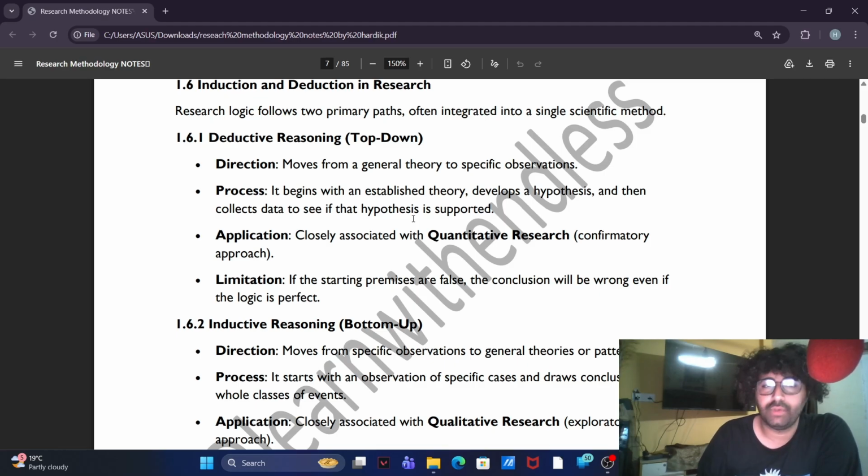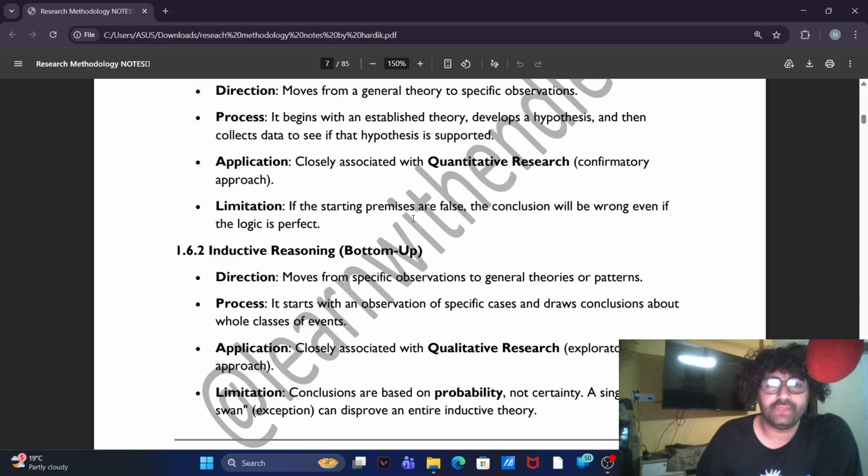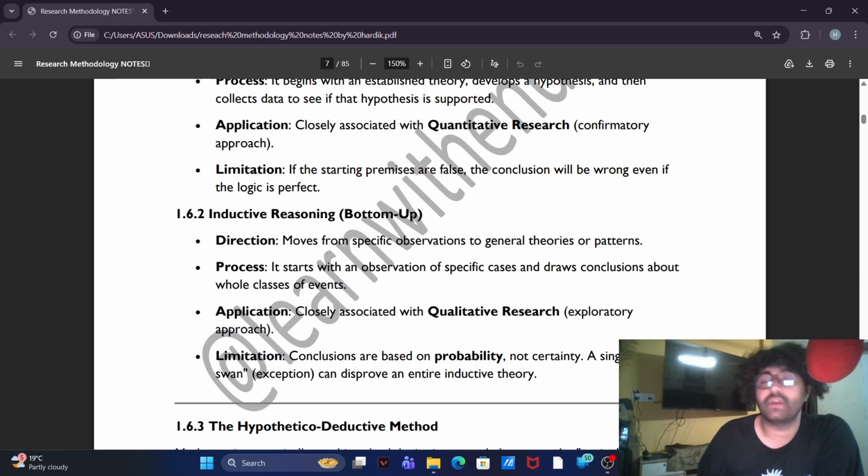observation process. It begins with an established theory, develops a hypothesis, and then collects data to see if the hypothesis is supported. Application: closely associated with quantitative research, confirmatory approach. Its limitation: if the starting premises are false, the conclusion will be wrong, even if the logic is perfect.